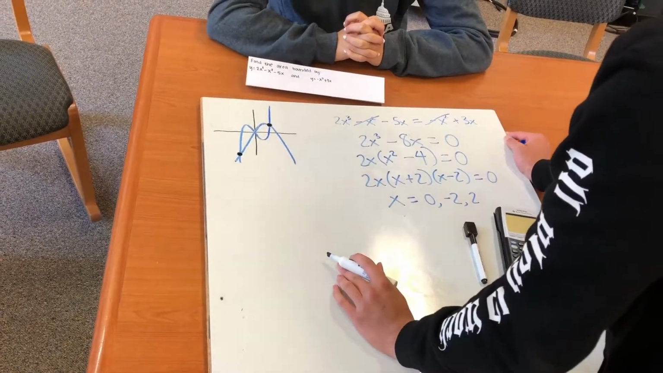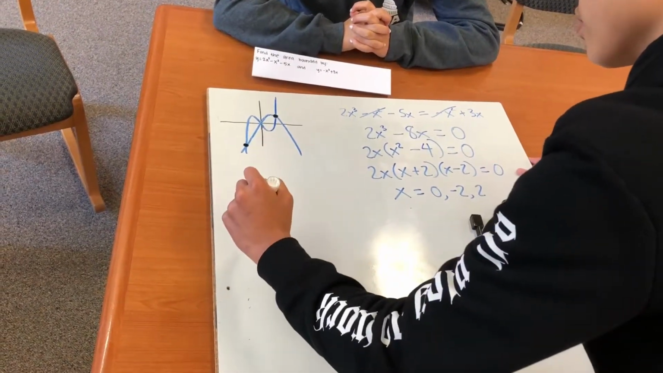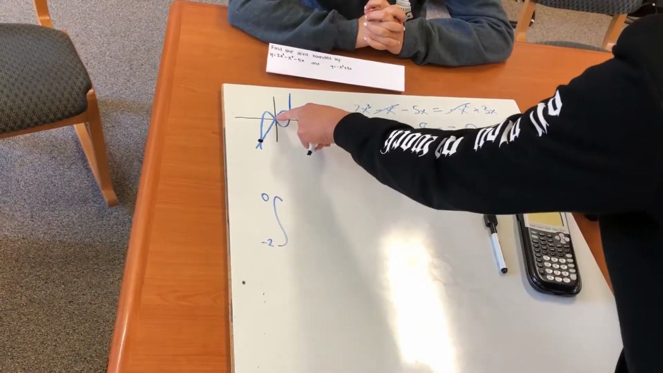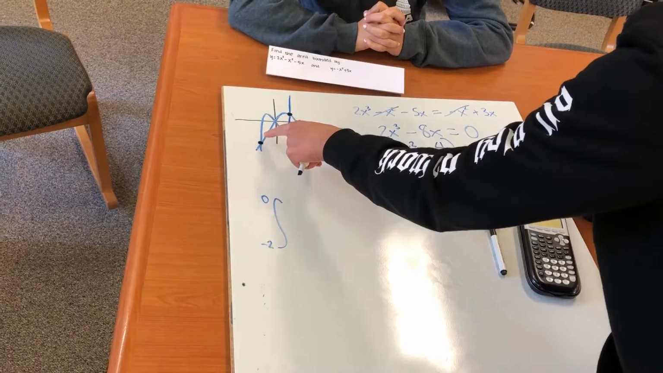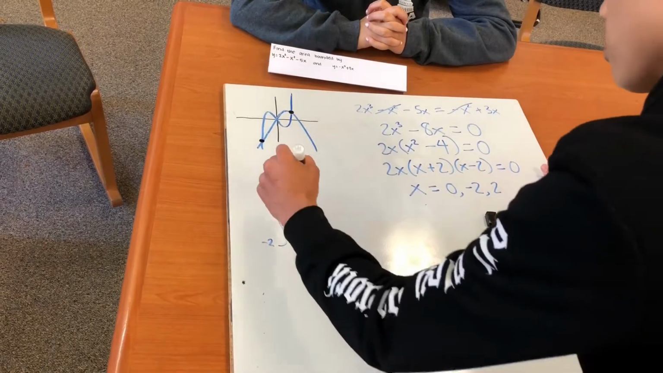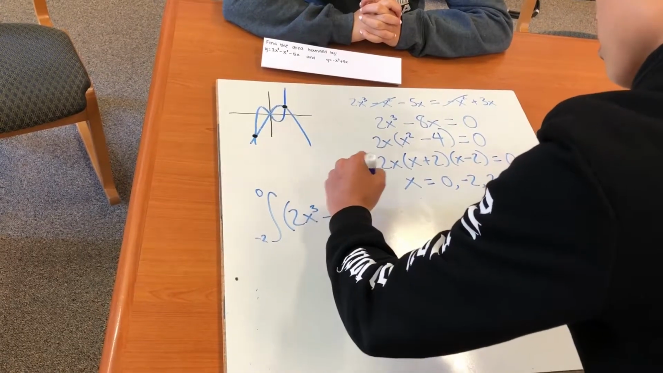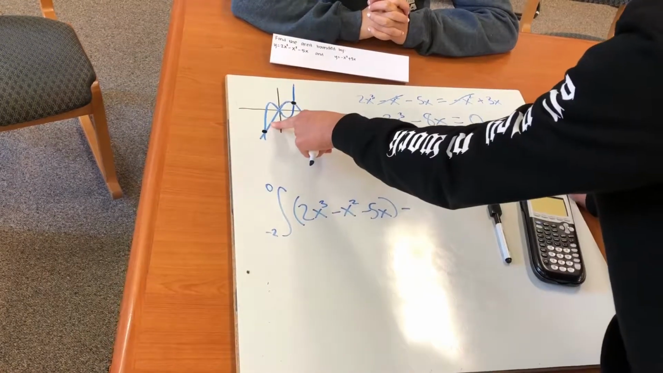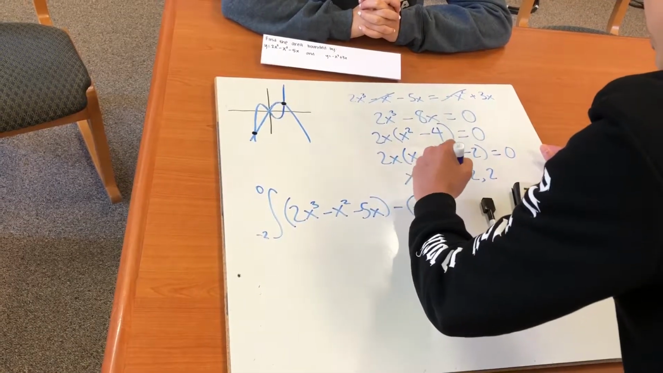So when we set up our integral, the first bound is going to be from negative 2 to 0, so from here to here. And as you can see, the top equation is 2x cubed minus x squared minus 5x. So I'm going to write that one first. And then I'm going to subtract the bottom function, which is negative x squared plus 3x.